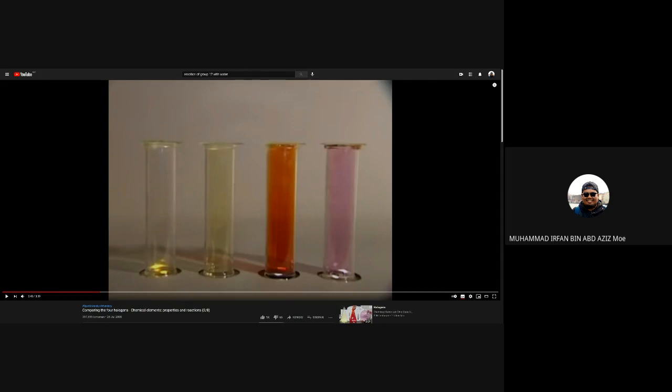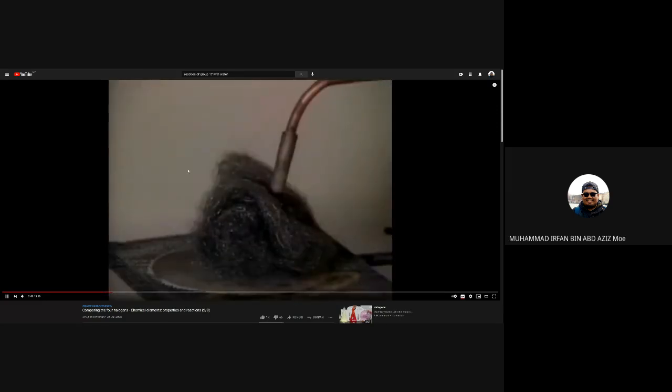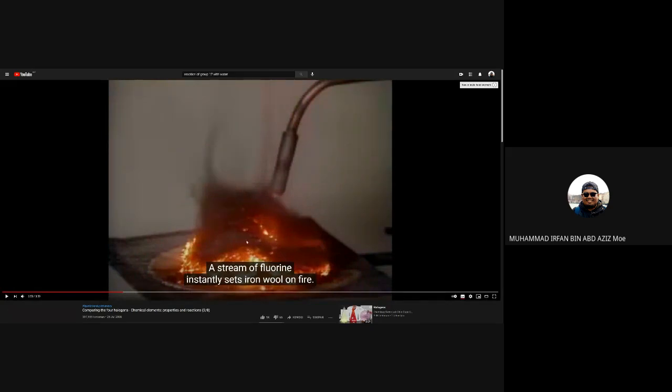Yes, naturally not stable. Fluorine reacts often ferociously with almost everything else. Okay, this is the demonstration. This is iron wool. Okay, iron, besi, not the iron for clothes. This is iron wool, and then burn it with fluorine gas. Sets iron wool on fire. Okay, instantly sets iron wool on fire, straight away.